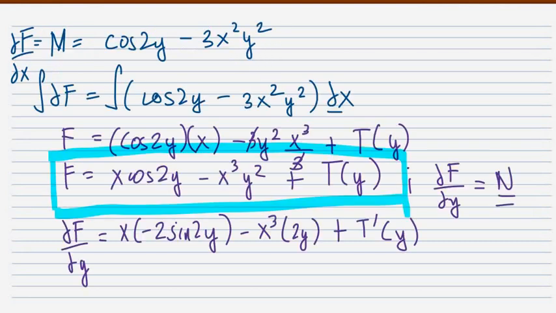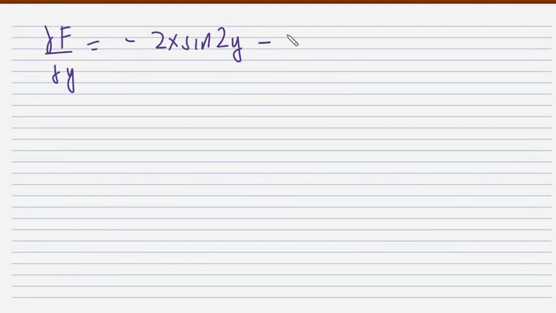So we now have the partial derivative of f with respect to y is equal to negative 2x sine 2y minus 2x cubed y plus t prime y. And this is equal to n.